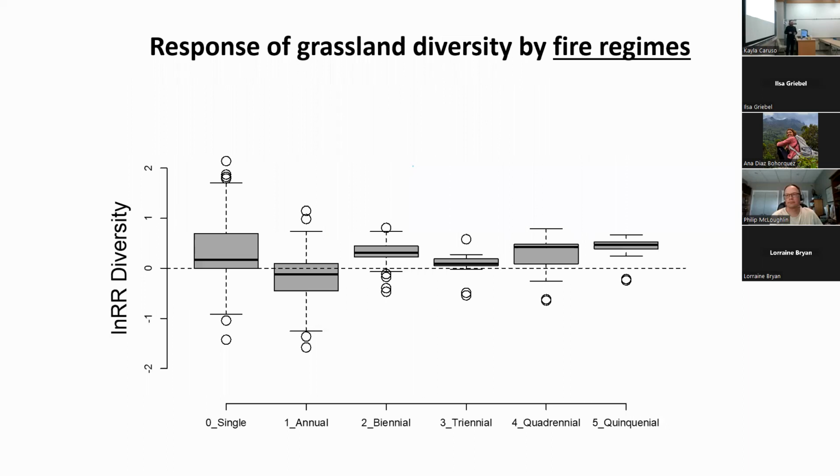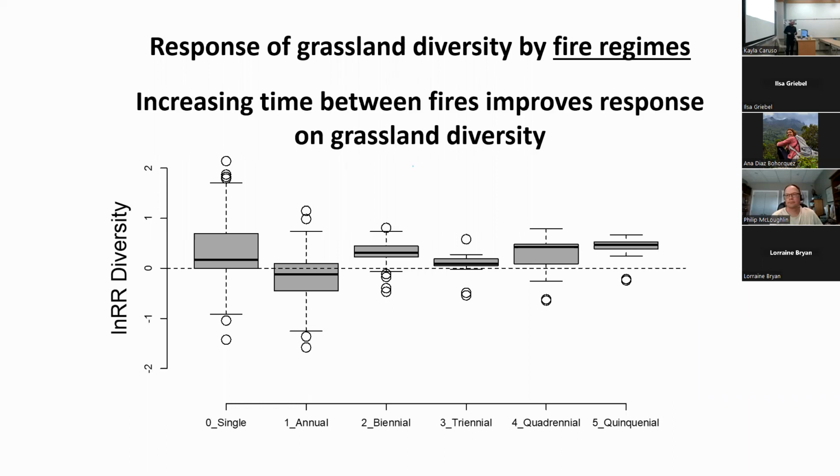Now, one of the main questions we always ask is, how often should we burn? And that's a very important question. So we divided this database by the studies that conducted fires in different fire intervals. So there are fires that happen on an annual basis, every 2 years, every 3 years, every 4 years, every 5 years. And what we found here is that increasing time between fires seems to improve the response of grassland diversity.